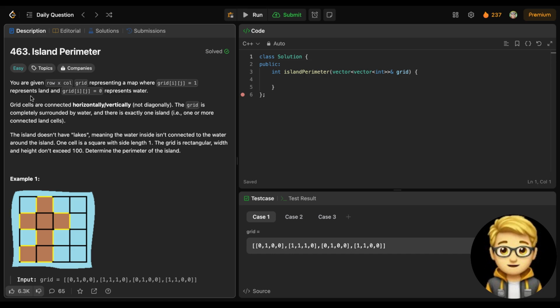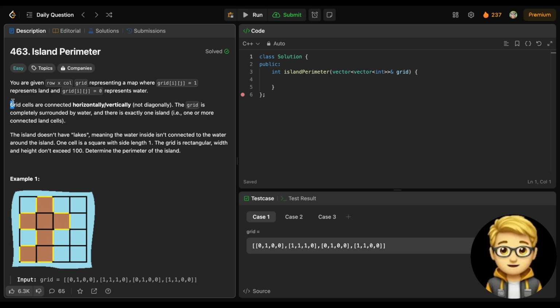In this we are given a row by column grid representing a map, where grid[i][j] equal to 1 represents land and grid[i][j] equal to 0 represents water. So this blue is marked as water and this gray part is land, right?